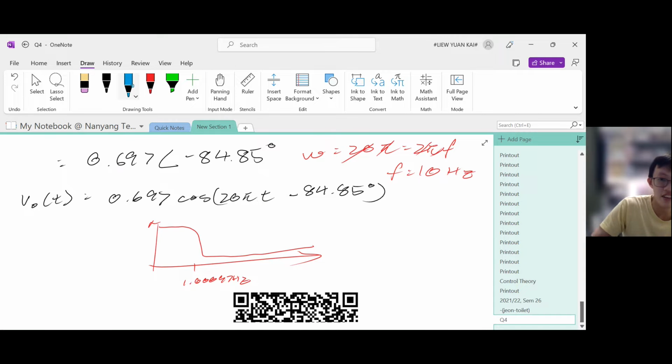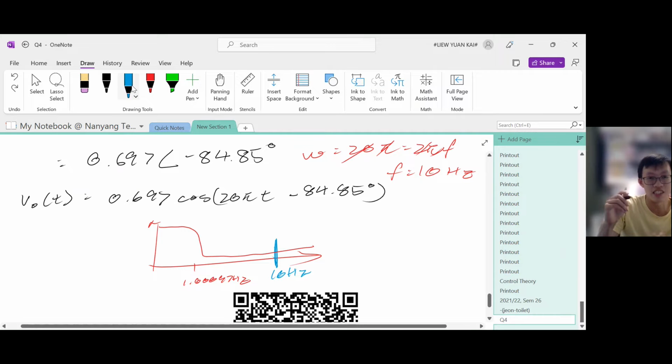So you see, where's 10 hertz? 10 hertz is somewhere here, it's beyond the cutoff. And remember, cutoff frequency means beyond this value, the gain will start to drop to a super low value. It's close to 0, but not quite, right? That's why it's 0.697. So expect it to be really small because it's already beyond the cutoff frequency of the first filter. Okay, so that's just to give you an intuition of why this is so small. It's kind of suspicious, right? But it is because it's being filtered out by filter A.